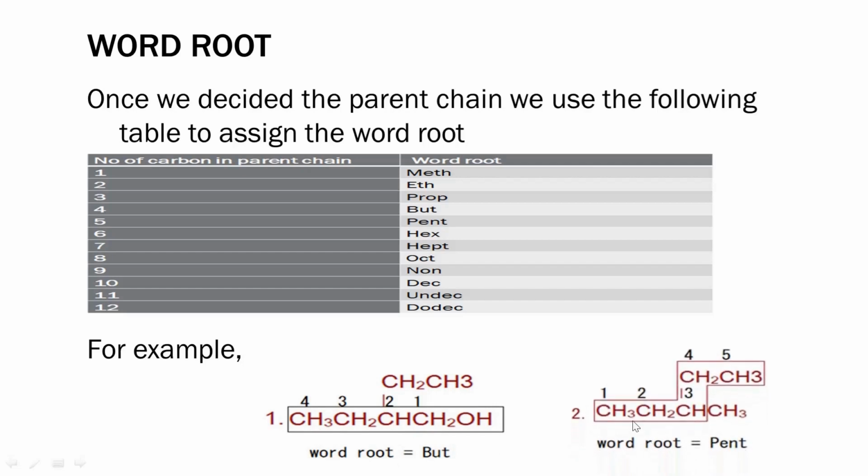Similarly here 1, 2, 3, 4, 5. That's why we use pent. In this case there is no functional group, that's why we take the chain which contains the largest number of carbons. That's why the word root is pent.